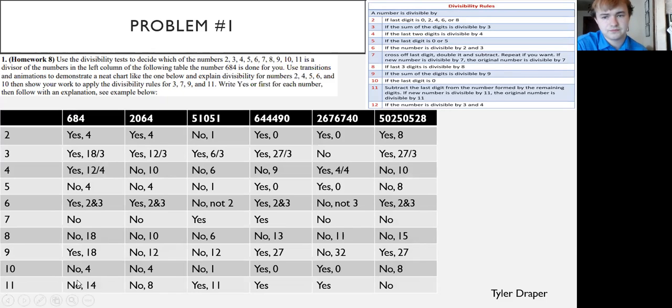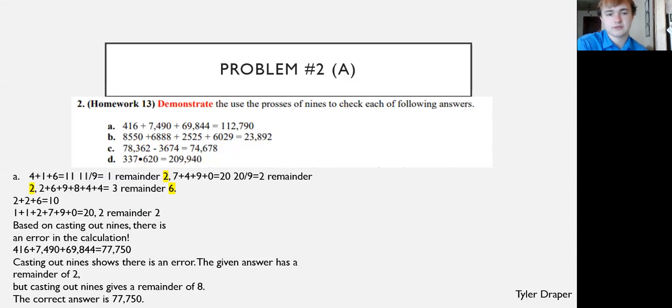Number 11, so subtract the last digit from the number formed by the remaining digits. If the new number is divisible by 11, then the original is, and this one is not. Okay, and there's all kinds of other numbers in this. I've already done them if you want to take a look at them. We have all the rules posted, and we can figure those out.